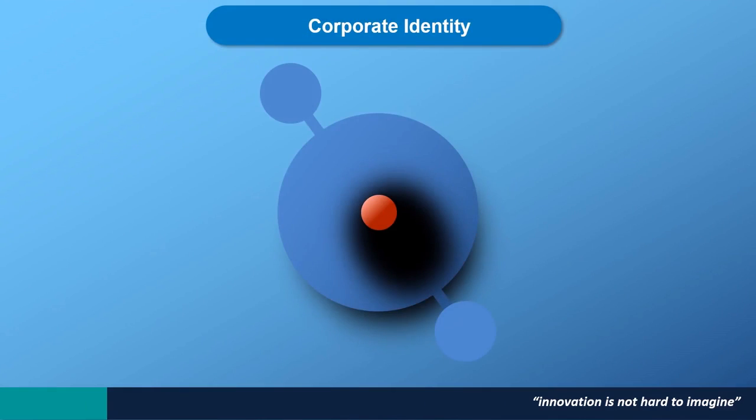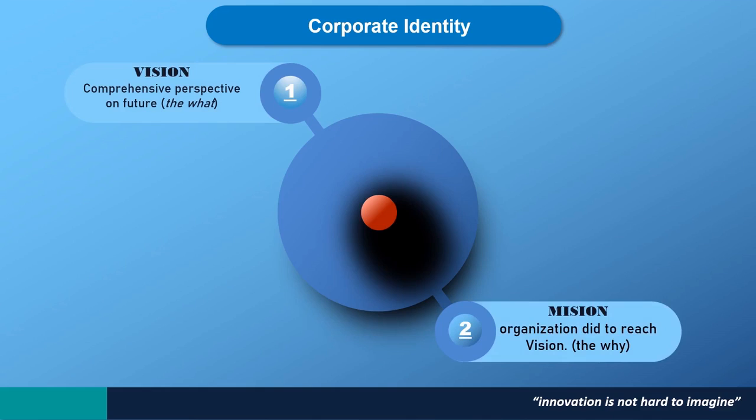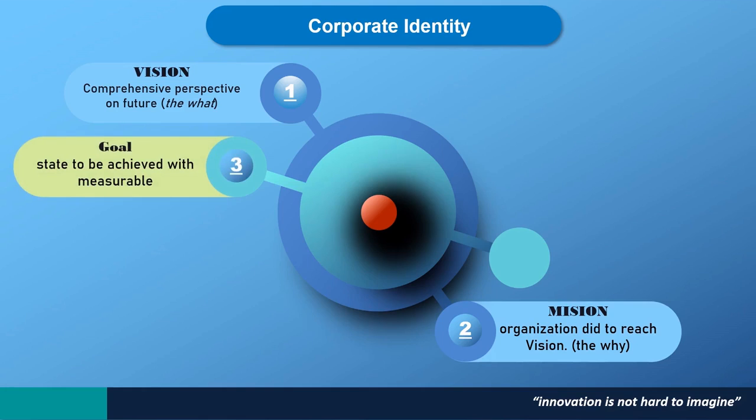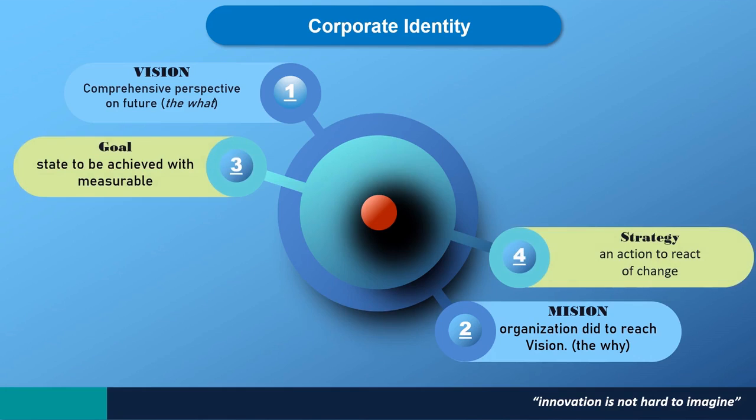Corporate identity consists of, first, vision, which conveys perfection of the future. The second, mission, which the organization needs to reach the vision. And the next, goals, to be achieved in a measurable way. Next, strategy, an action to reach the change.